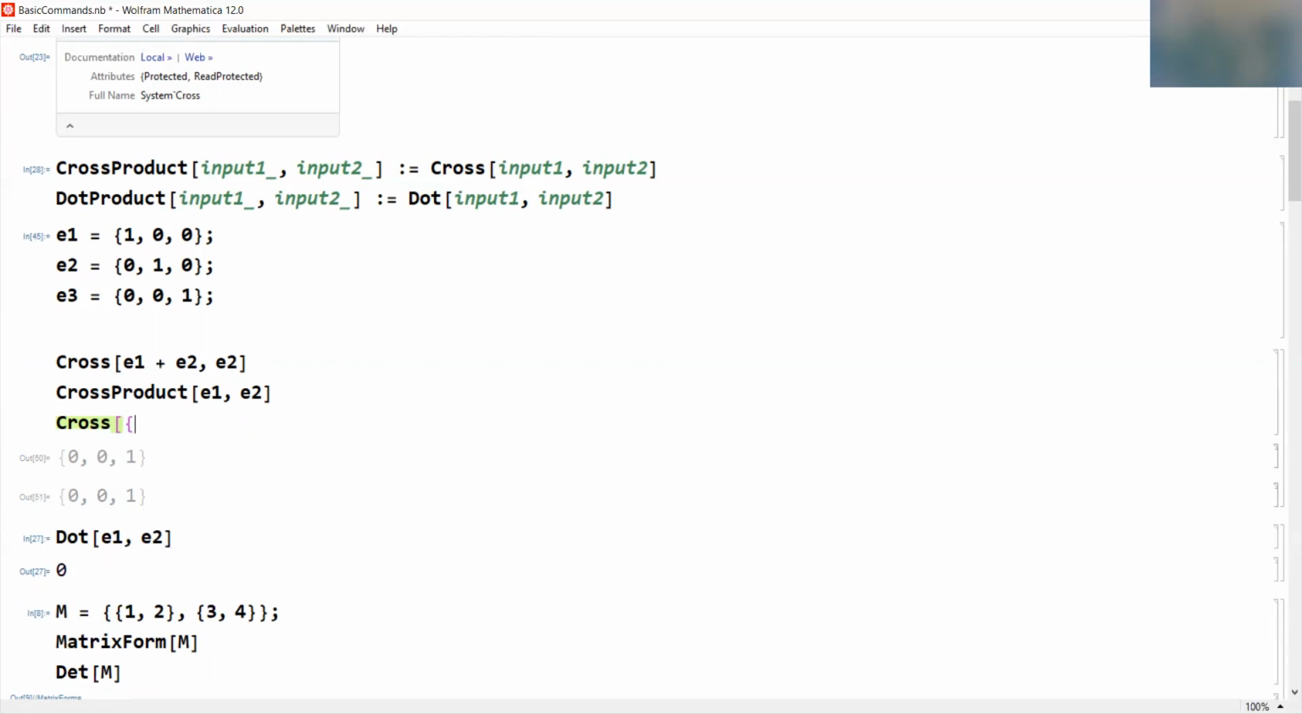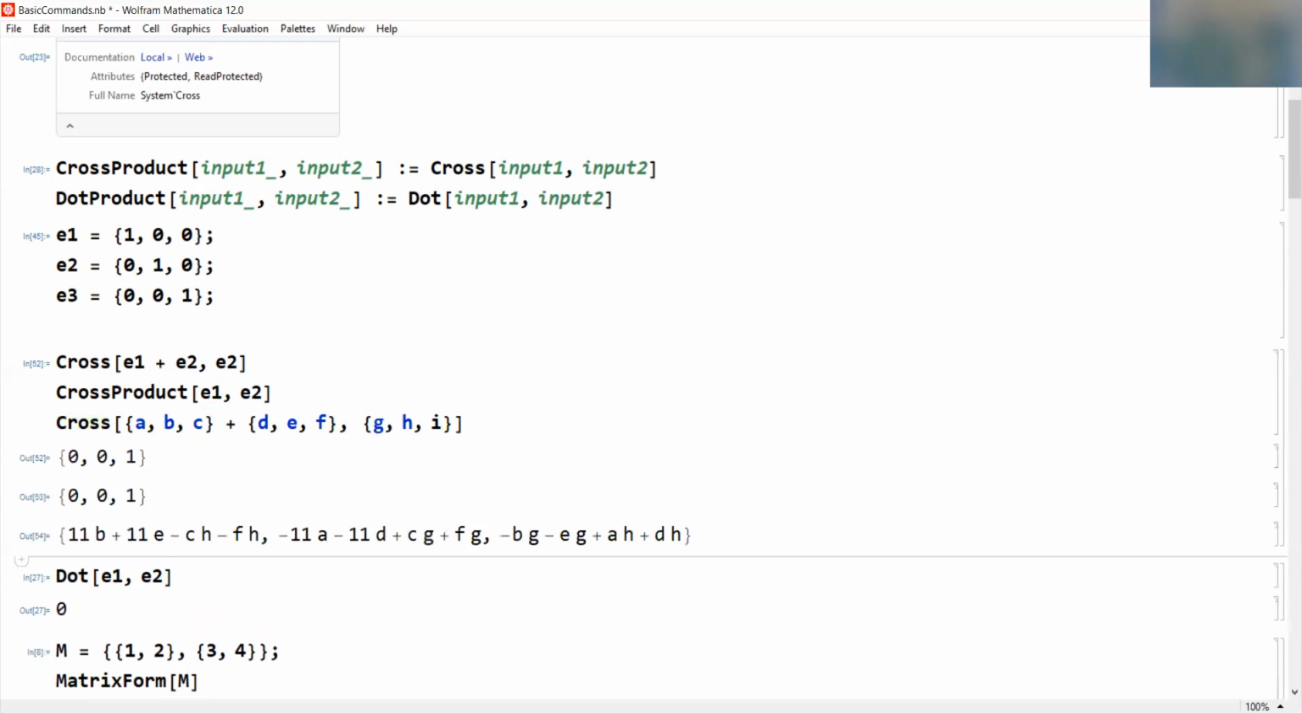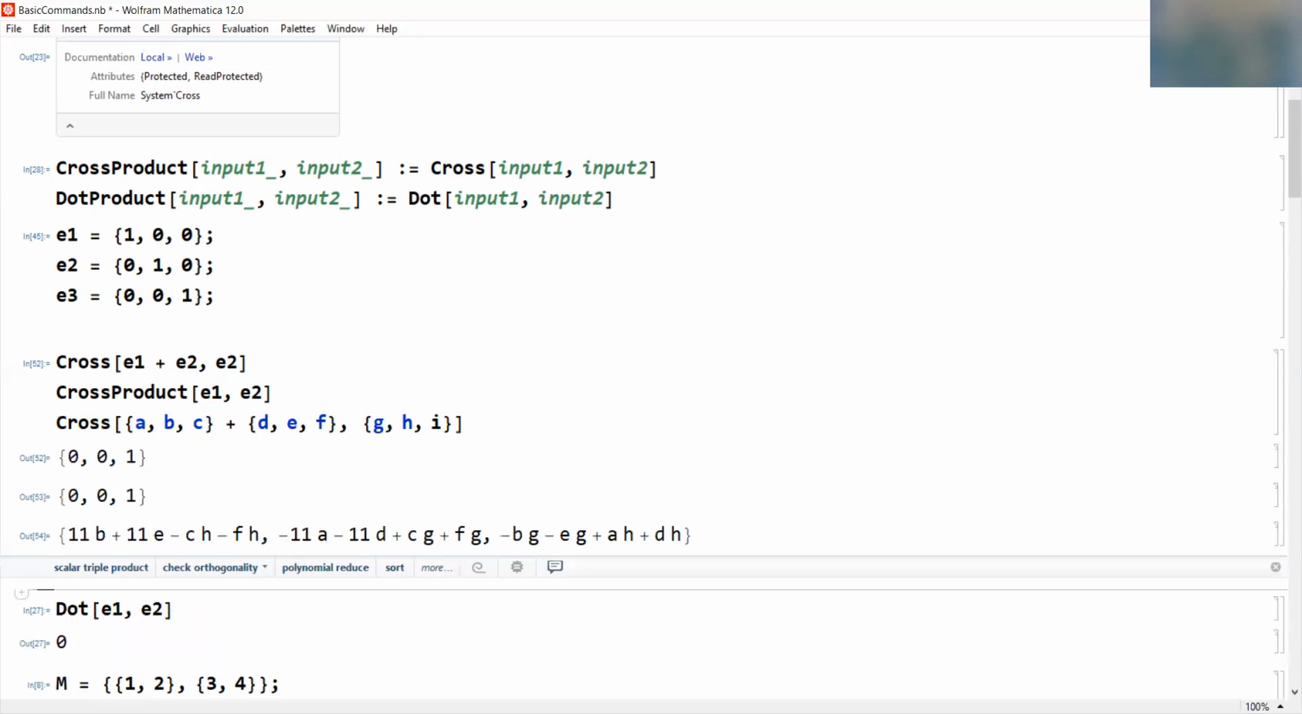So I'm going to do my first vector, and the way I'm going to do a vector is parentheses. I'll do A, B, C for my first vector. And then I'll add my second vector, D, E, F. And what comes after F? G, H, I. And there we go.